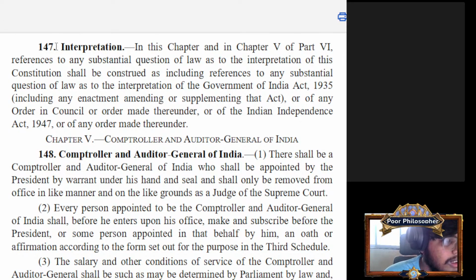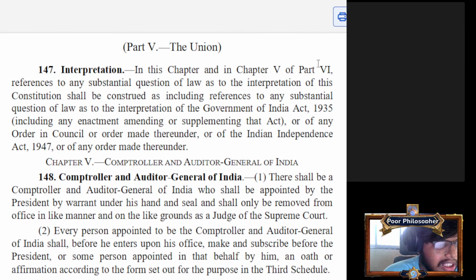Okay, Article 147, Interpretation. In this chapter and in Chapter 5 of Part 6, references to any substantial question of law as to the interpretation of this Constitution shall be construed as including references to any substantial question of law as to the interpretation of the Government of India Act 1935.